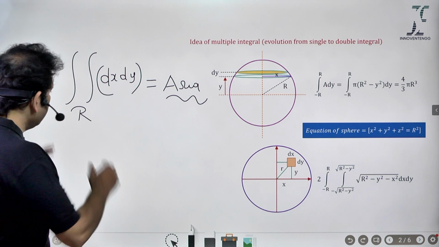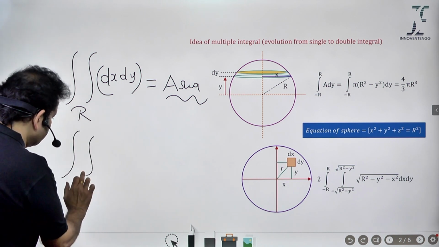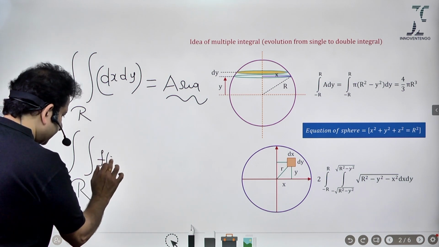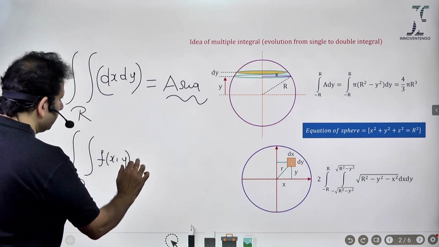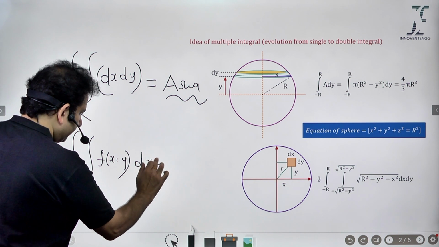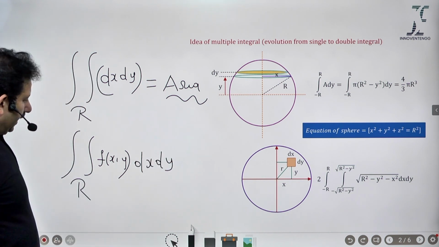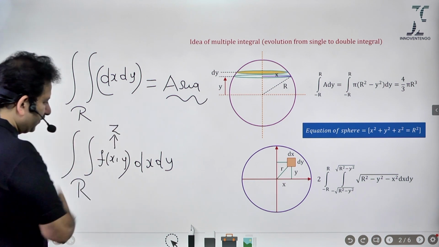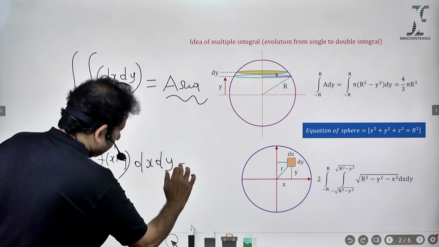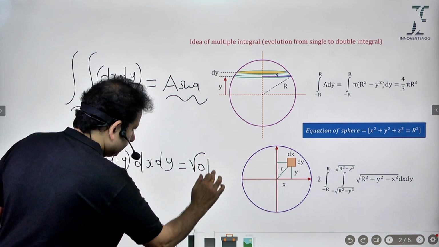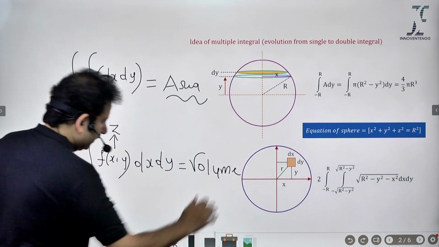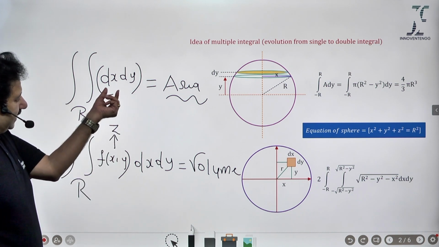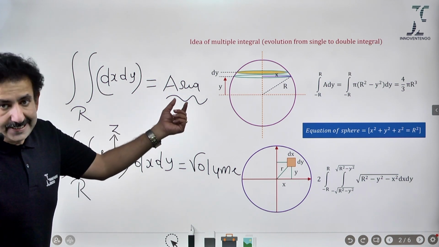That's very clear. But if I am going to integrate f of x comma y dx dy, and assuming in the Cartesian space that this is my z, then this would give me volume. These ideas have to be absolutely clear to you. If you are using a double integral, if you are just integrating the elemental area, you are going to get area.